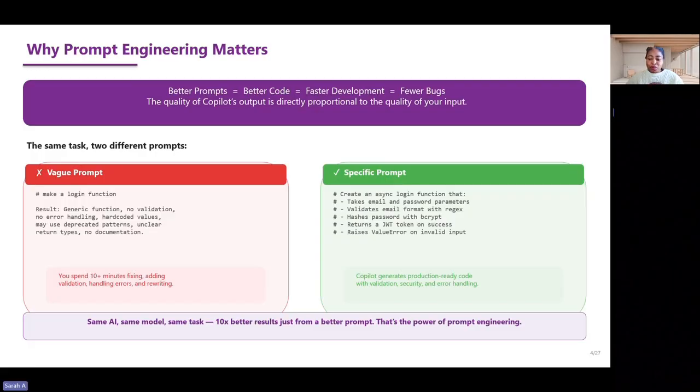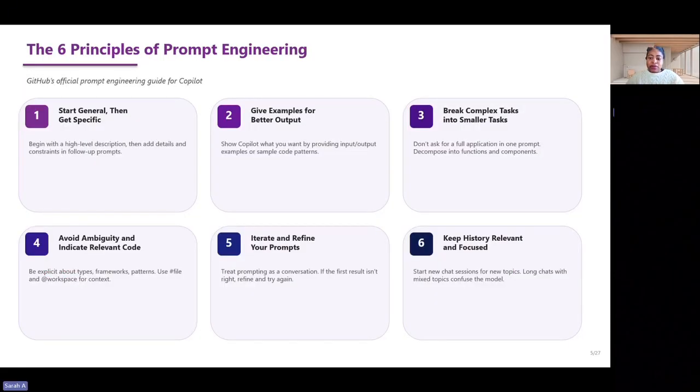Okay, no question means we understand why prompt engineering matters. So now, based on the GitHub official prompt engineering guide, we have 6 principles to prompt engineering. Try to memorize this if you can. The first principle is to start general, then get specific. Don't try to write the perfect prompt on your first try. Start broad, see what Copilot gives you, then you can start adding your constraints.